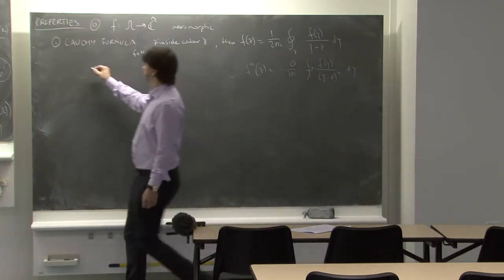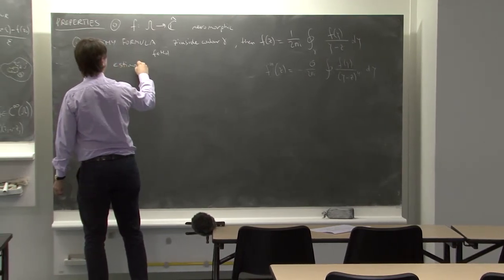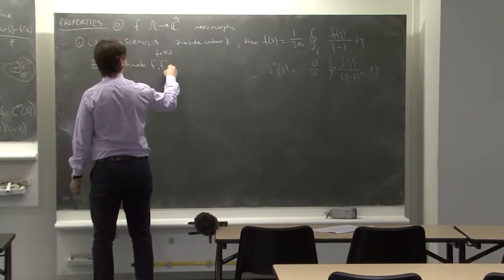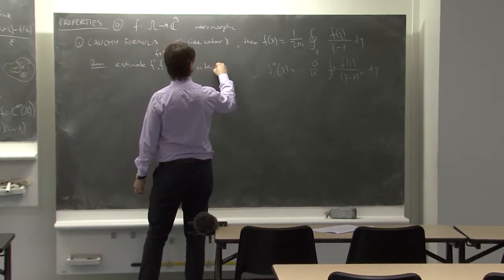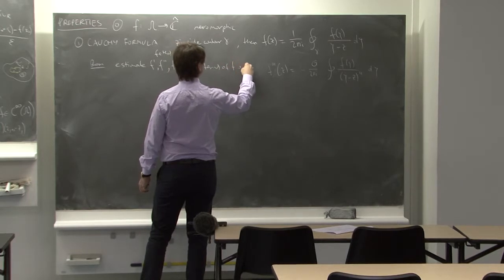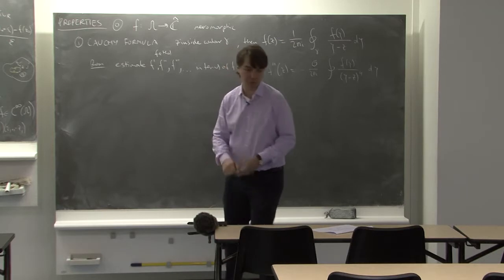so this, the remark is that you can estimate f prime, f prime prime, f prime prime prime, etc. in terms of f on gamma. So this is a very, very important property, the Cauchy formula.